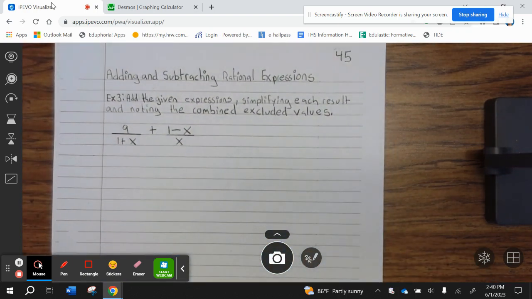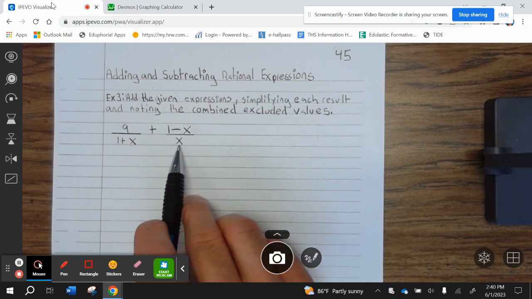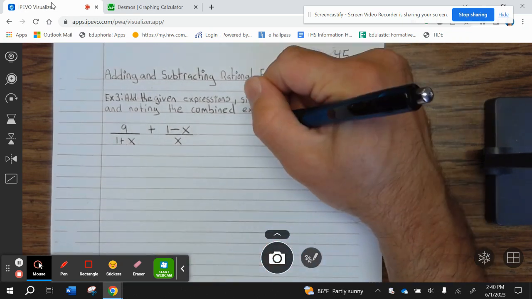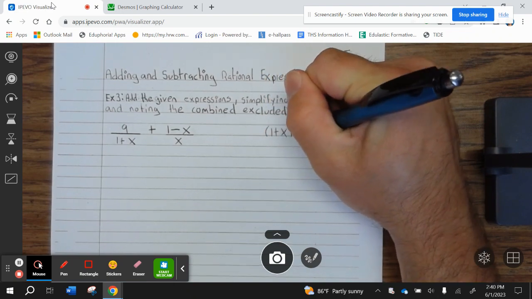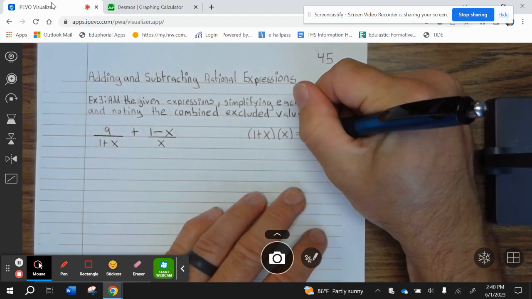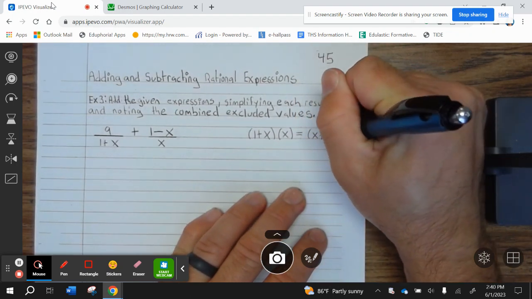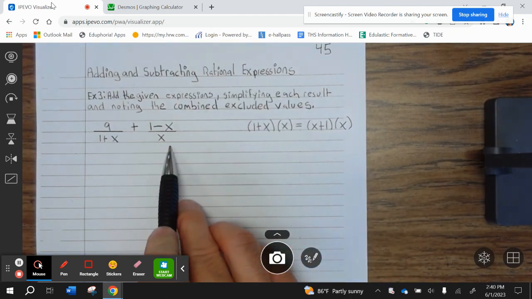Add the given expressions, simplify each result, noting the combined excluded values. Before we do anything else, we have to have the same denominator. To find the common denominator, we multiply the denominators, which can be rewritten as x plus 1 times x. So that's what our denominator needs to be for both.